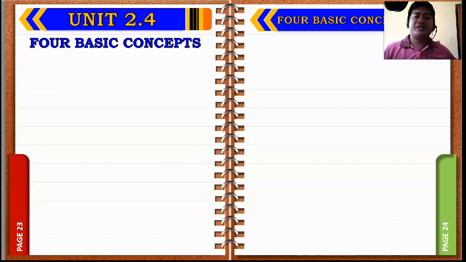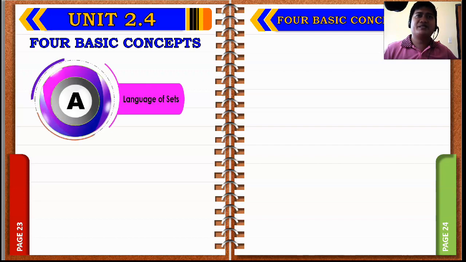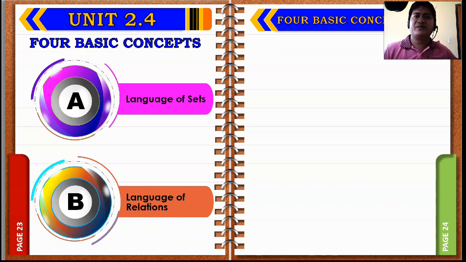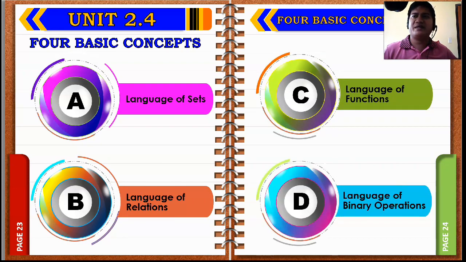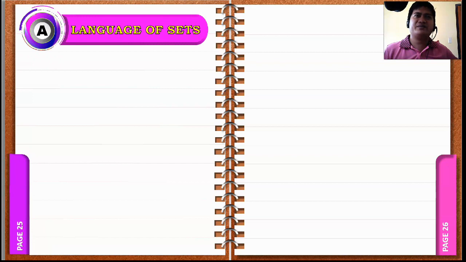So these are the four basic concepts that you need to be familiarized with. First is the language of sets. Second, the language of relation. Third, the language of function. And finally, the language of binary operations. So let's start with the language of sets.